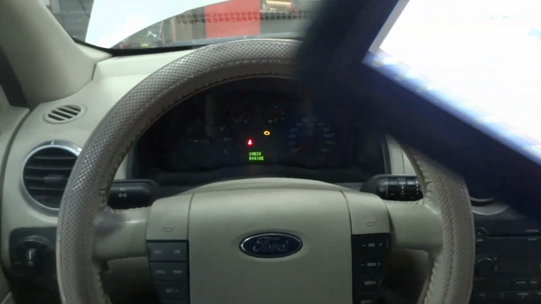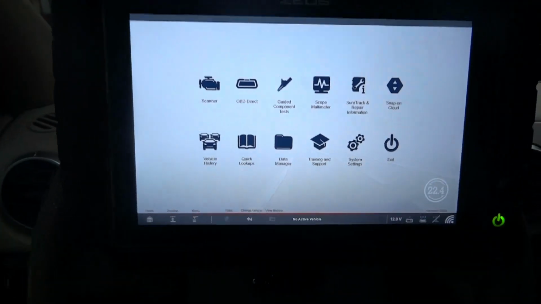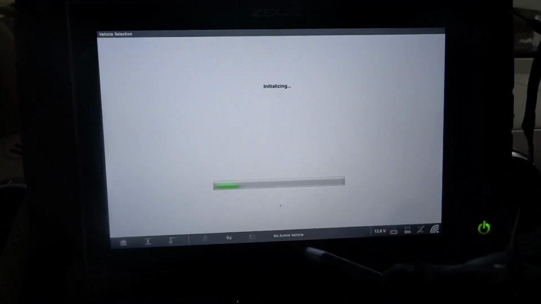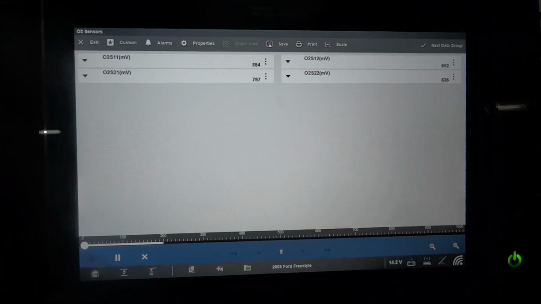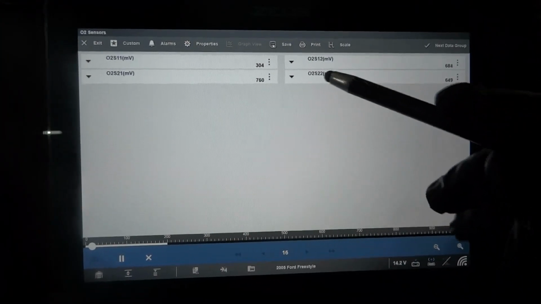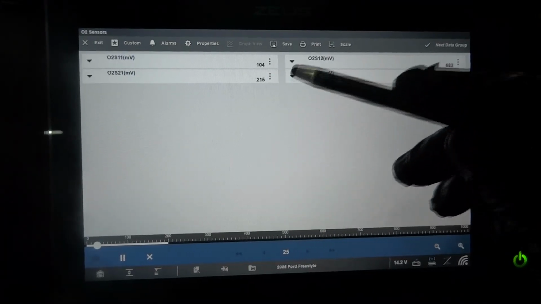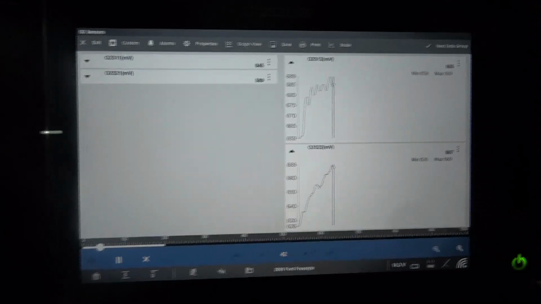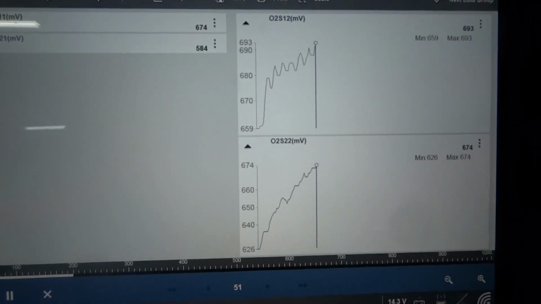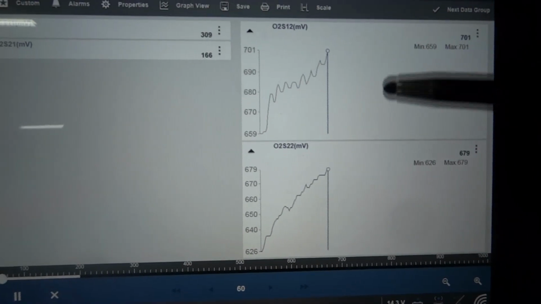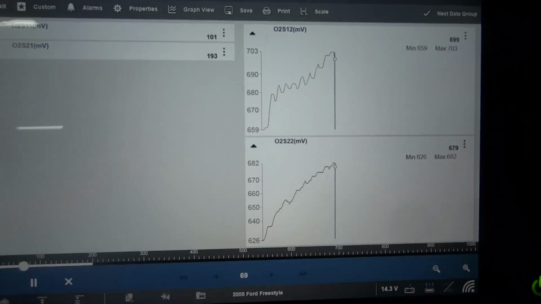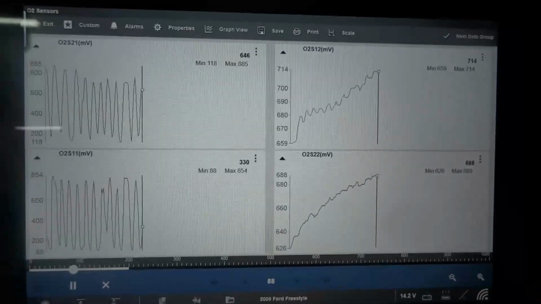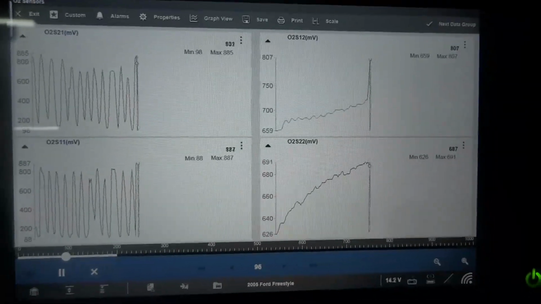So I'm gonna bring up our scan tool. Let's go to our engine computer. We're gonna graph our O2 sensors after the cat. So look at that now. How does this look? Does it look like they're both mirroring each other now? This looks good to me, guys. This is fixed.